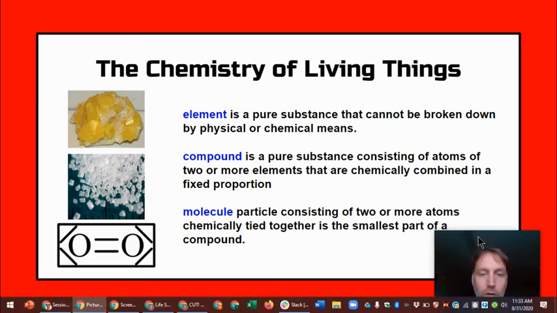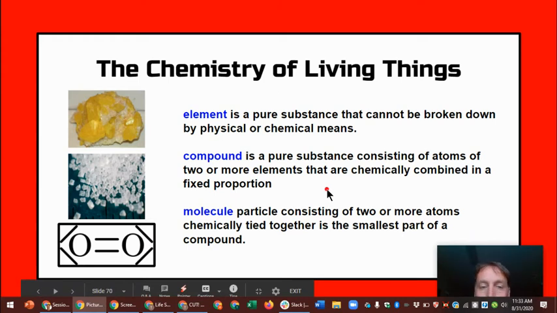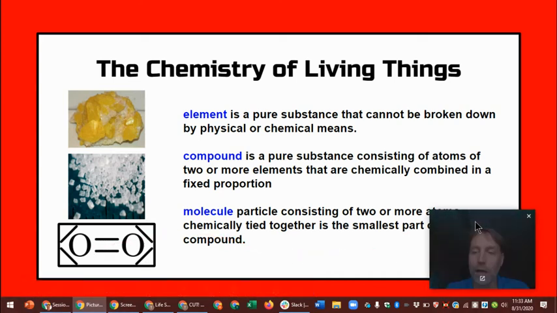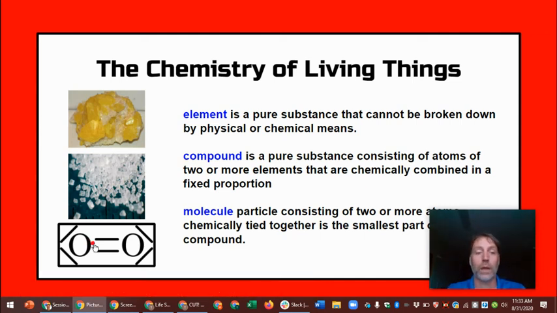Now, a molecule consists of 2 or more atoms chemically tied together, and it's the smallest version of that. So a molecule could be 2 of the same type bonded together. Oxygen here, with the symbol O, bonds to itself to form O2, and that's the oxygen that you and I breathe. It is more than one atom, but it is bonded to itself, so it's called a molecule. H2 is similar, and other molecules include chlorine gas, which is Cl2, and fluorine gas, which is F2. Okay, so that's the difference when we talk about elements, compounds, and molecules.